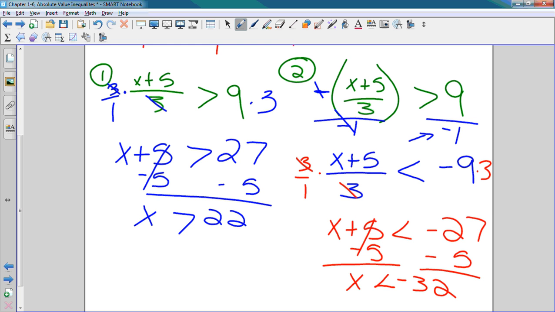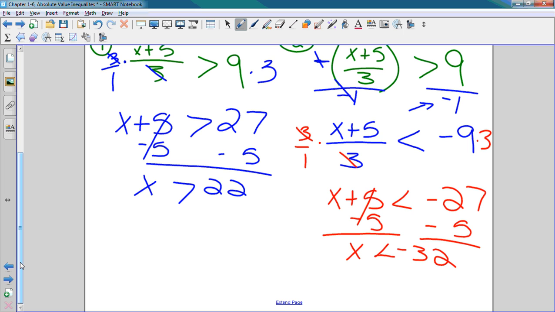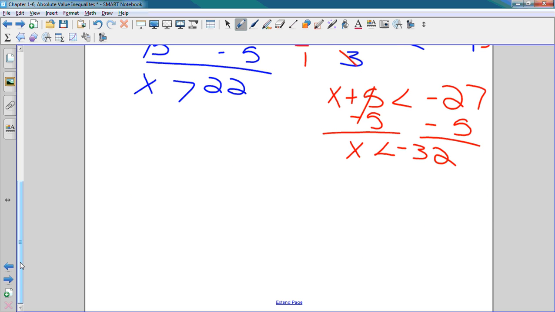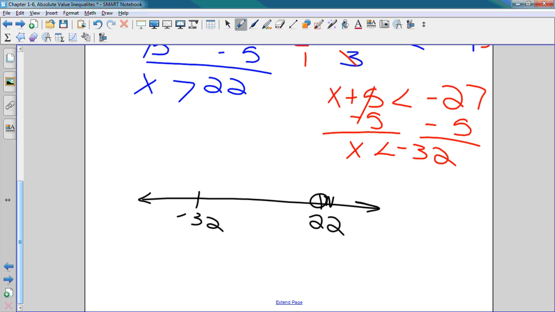-32. So now we have to graph these and determine, is this compound inequality an "and" or an "or"? Well, let's go ahead and graph it and find out. I have 2 inequalities. Here's 22. Here's -32. Graph the first one, x is greater than 22, so we're going to have an open dot, and we're going this way. Different colors so you guys can see that. Open dot, we're going this way. On this one, x is less than -32, open dot, and we're going this way.